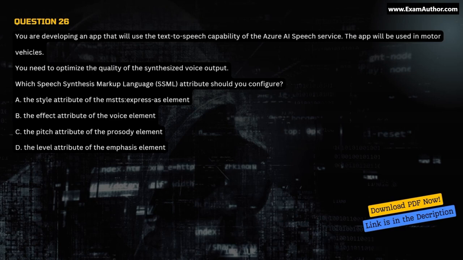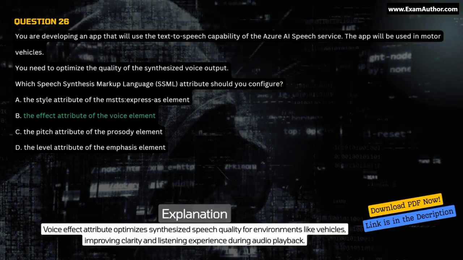A. The style attribute of the mstts:express-as element. B. The effect attribute of the voice element. C. The pitch attribute of the prosody element. D. The level attribute of the emphasis element. Correct answer, B. The effect attribute of the voice element. Explanation. The voice effect attribute optimizes synthesized speech quality for environments like vehicles, improving clarity and listening experience during audio playback.